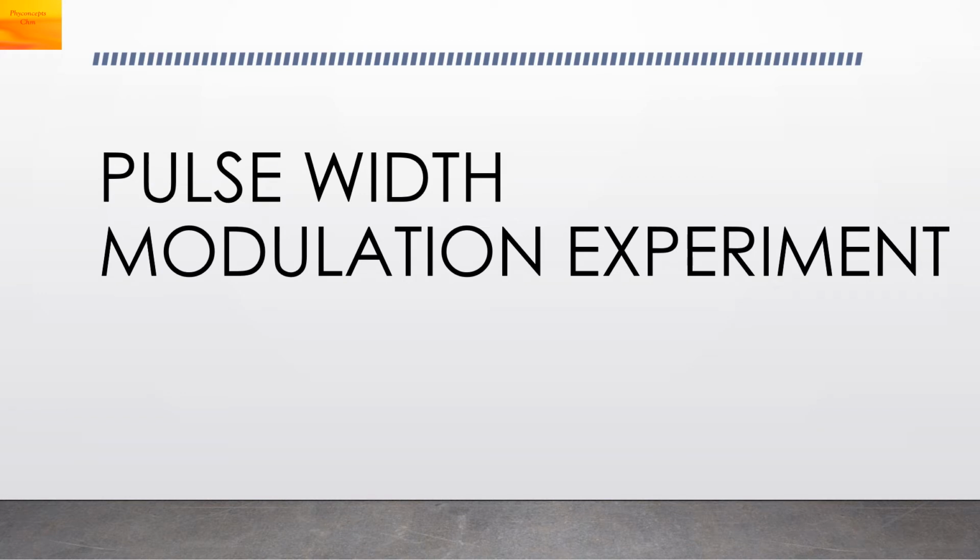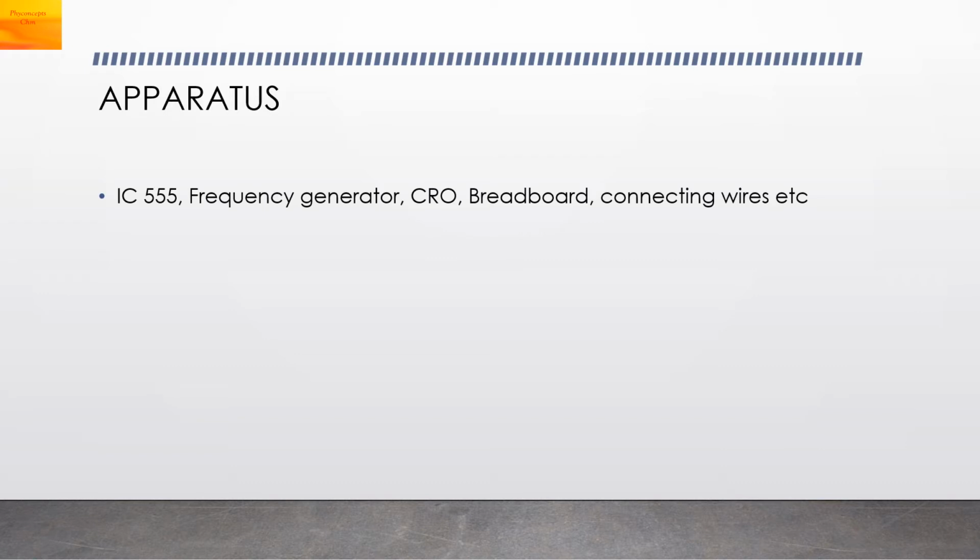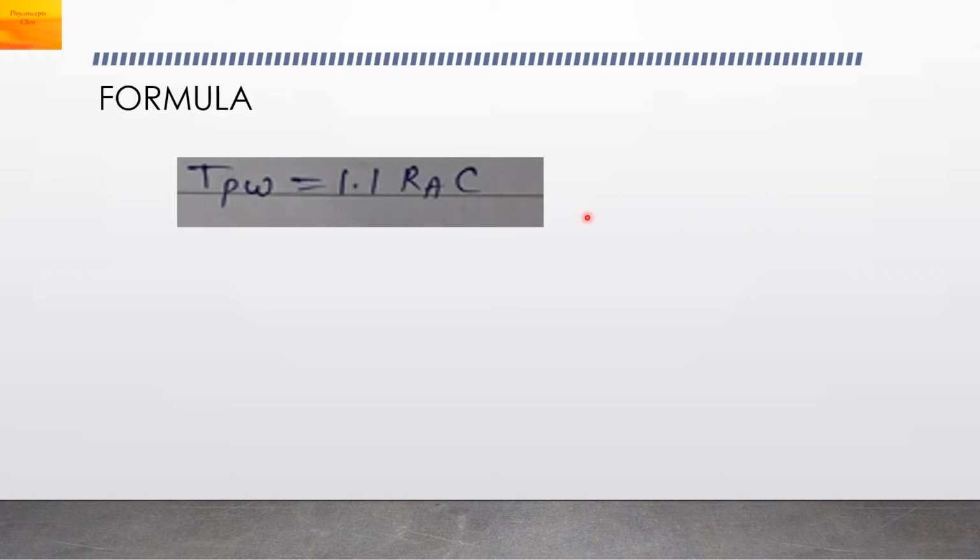Here we are going to see about the experiment pulse width modulation. Aim: to study the pulse width modulation using IC 555. Apparatus: IC 555, frequency generator, CRO, breadboard, connecting wires, etc. Formula: pulse width, that is TPW, is equal to 1.1 into RA into C.